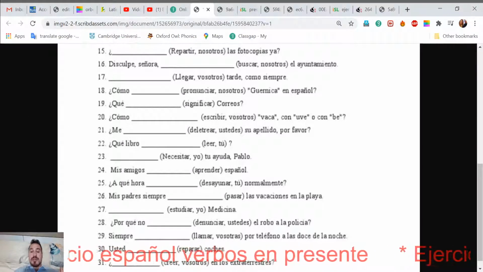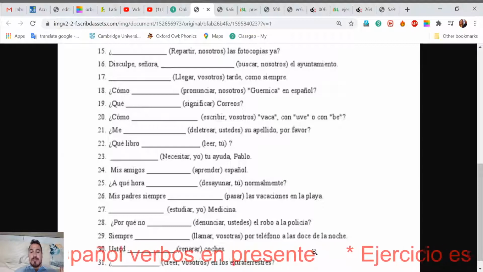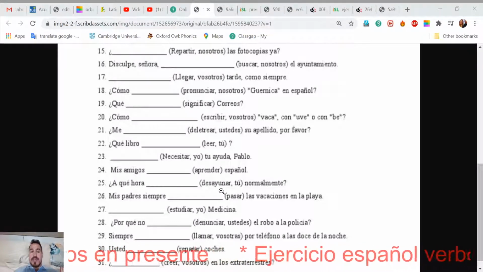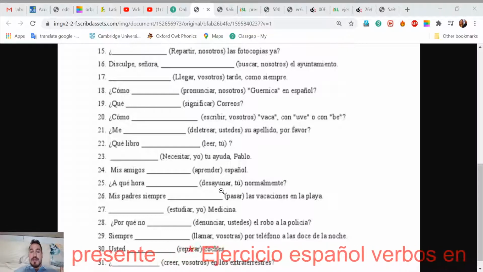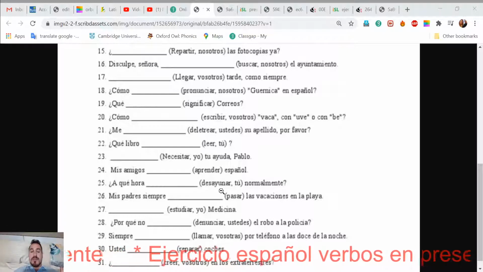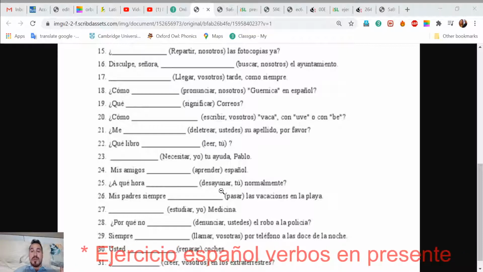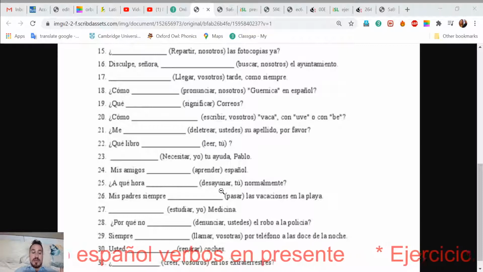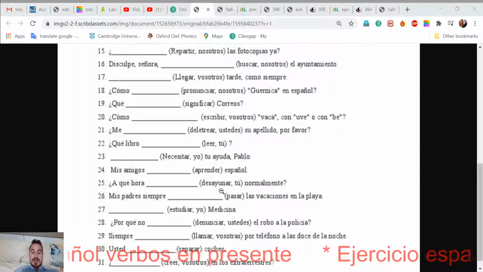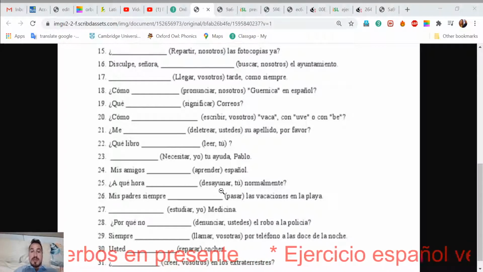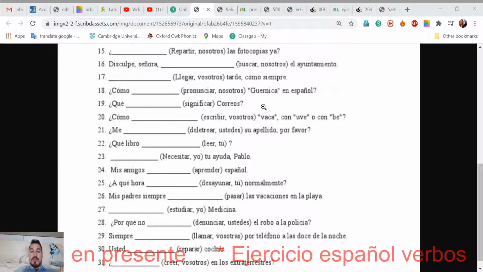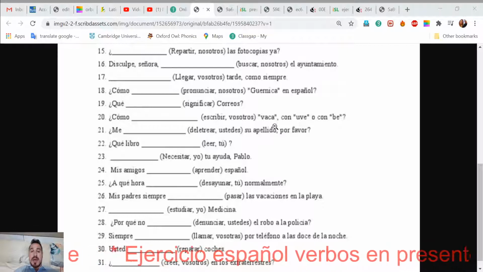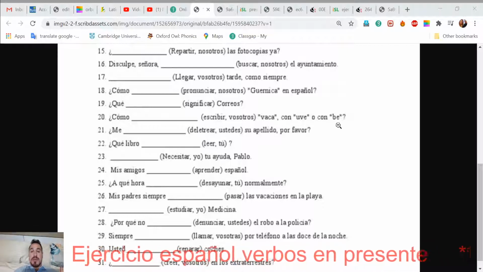20. So como, this is an IR verb. So remember for IR verbs, when you have vosotros, you're always going to have an I there, and then S, so escribís. So como escribís vaca, con V o con B? So how do you guys write cow? Is it with a V or a B?